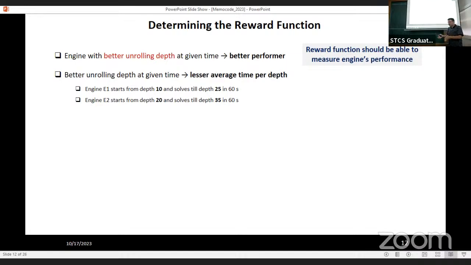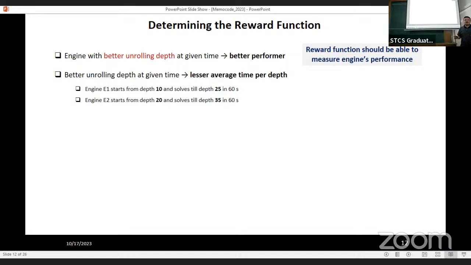I mean, at least that's what appears in the textbook. The first key observation that we made was, if we have to design this handover mechanism, we have to somehow evaluate the engines, which means we have to associate a reward with what the engines are doing.